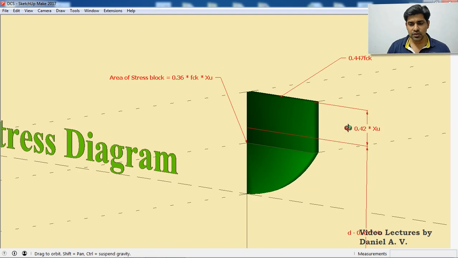And you are seeing two parameters here. One is 0.42 XU. That is basically the location of CG. The CG of this whole block will be somewhere here. So the depth of CG from the extreme fiber in compression is 0.42 XU. You can do that by using calculation. You know how to calculate CG, you will get that value.